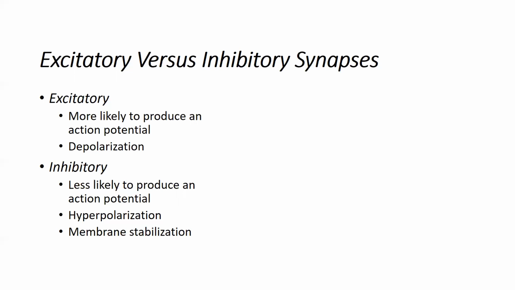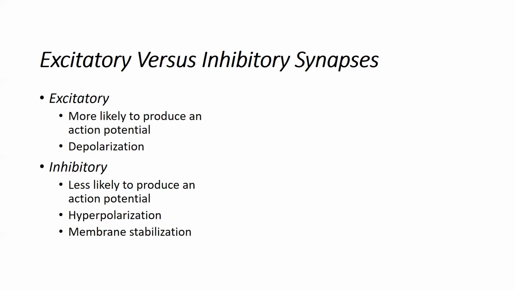An inhibitory postsynaptic potential is less likely to produce an action potential. In fact, it's going to make it very hard to fire an action potential. It's going to hyperpolarize that membrane. It's going to drop the membrane potential, right, much more negative than rest, and that is going to make it hard to fire an action potential.